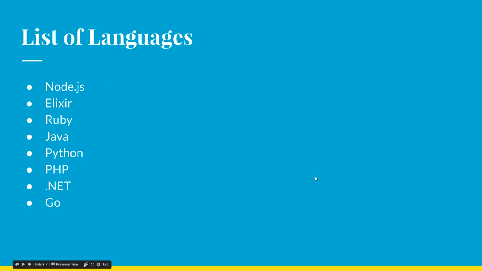So first, before we begin, we just need to take a look at what is available out there. We know we have languages for Node.js, Elixir, Ruby, Java, Python, PHP, .NET, Go. These are all really popular out there. There's, of course, others out there, C, C++.